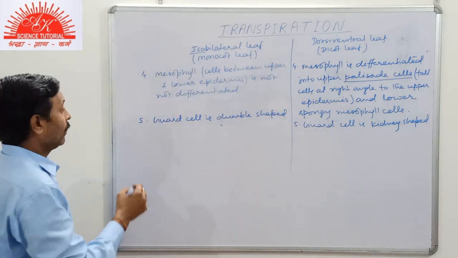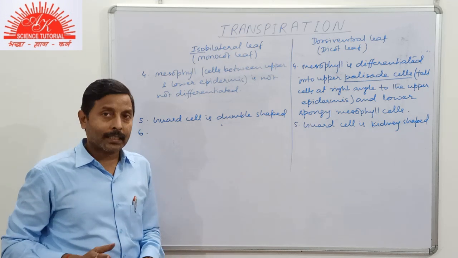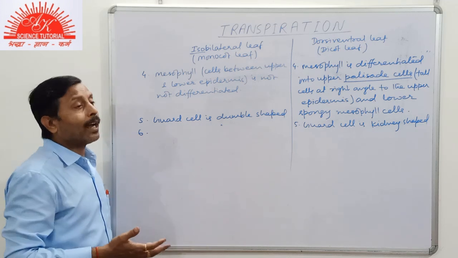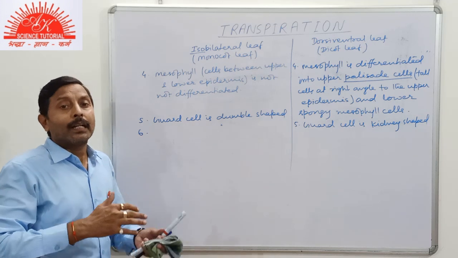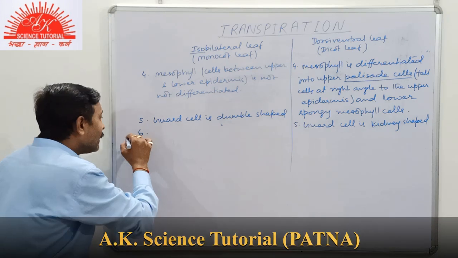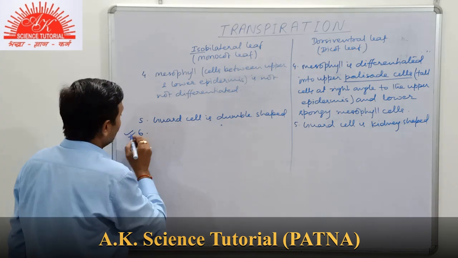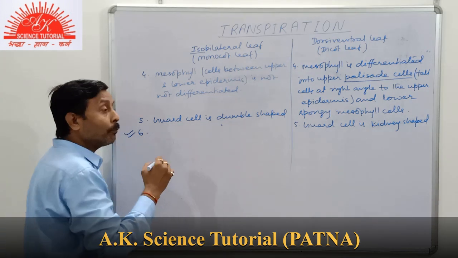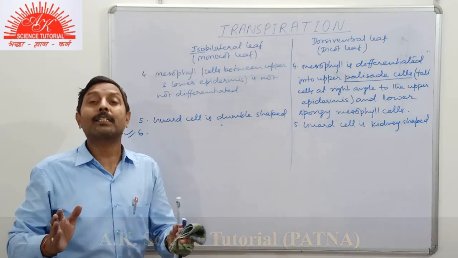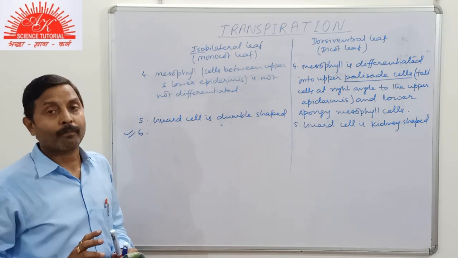Now the last one. Actually all these differences can be studied in section only. This is the internal structure. But how will you identify morphologically, by observing from outside, what type of leaf it is? This is the most important point for identification. Here we write about venation. Venation means arrangement of veins, that is the vascular bundle consisting of xylem and phloem.